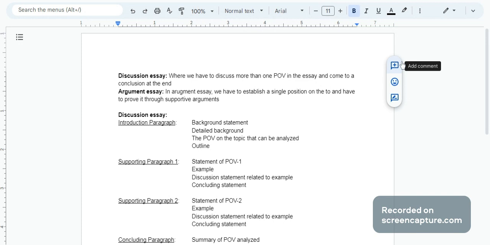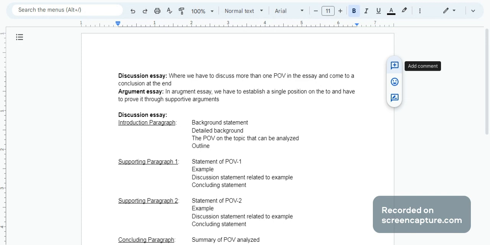I'm sure this will be very helpful because it helped me in my Pearson preparation as well as in my IELTS examination, and I'm sure this is going to help you as well. A lot of things are going to be cleared up through this format of essay writing. So it's not a fixed template.